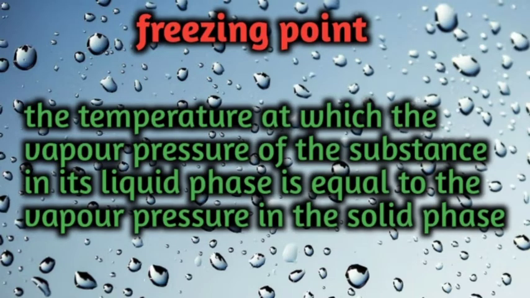Our next topic is depression in freezing point. Before going into the topic, we have to know what is a freezing point. It is the temperature at which the vapor pressure of the substance in its liquid phase is equal to the vapor pressure in the solid phase. So adding non-volatile solute particles will decrease, that is depress, the freezing point, because the solute particles move here and there, making it difficult for the solvent to freeze properly. So there is a decrease in freezing point, which is called depression in freezing point.